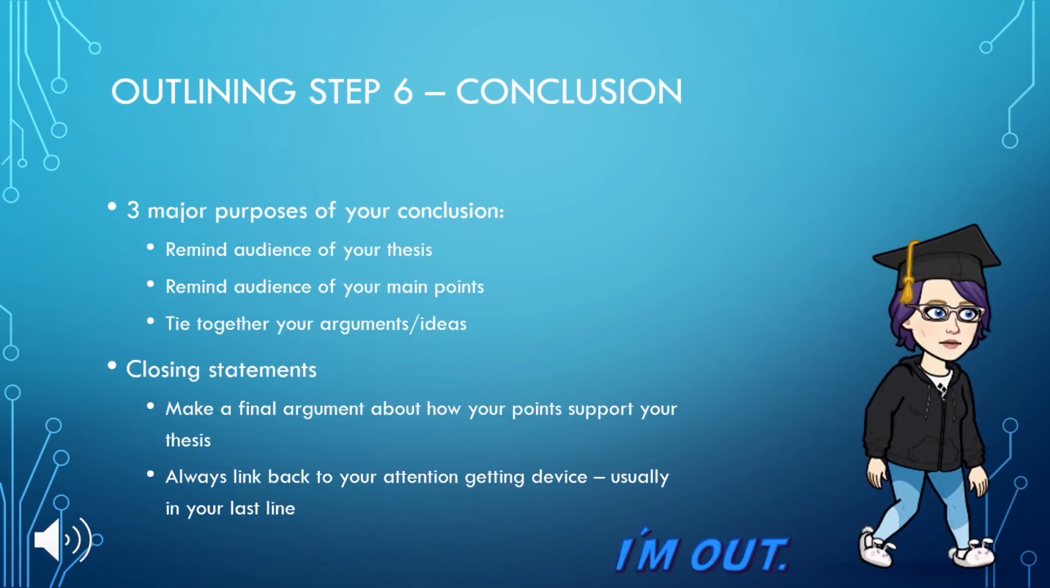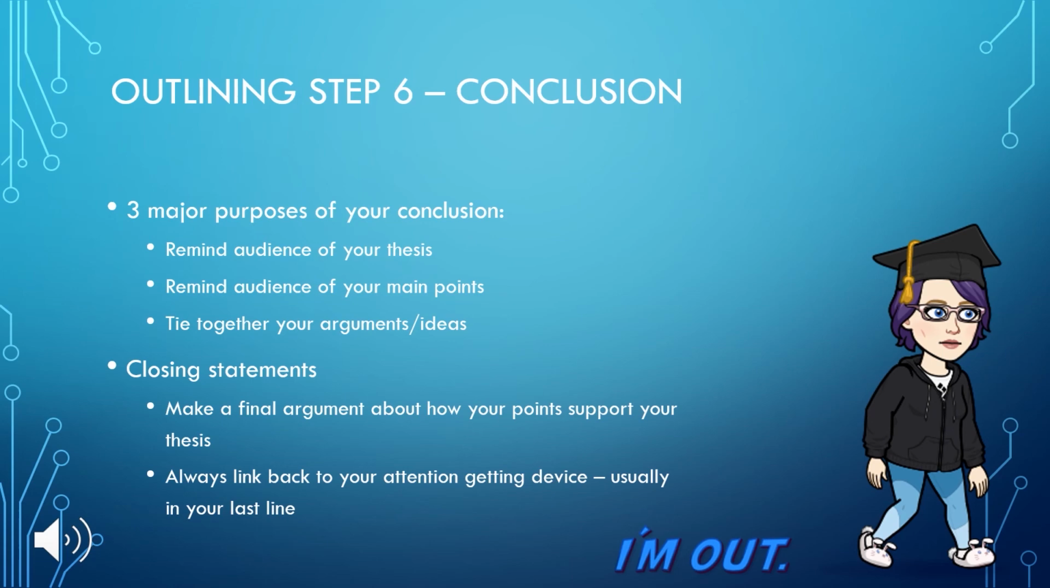There are 3 main purposes of a conclusion. First, you want to remind your audience of your thesis, so you'll need to restate your thesis statement. Next, you want to remind your audience of your main points, so you'll need to restate your 3 main points. But please be creative about how you restate them. Avoid simply stating verbatim the exact same sentences you used in your introduction. Finally, you want to tie together your arguments and facts in closing statements. Your closing statements are the last 2 to 3 sentences of your conclusion. In these statements, you're trying to make a final argument about how your points support your thesis.